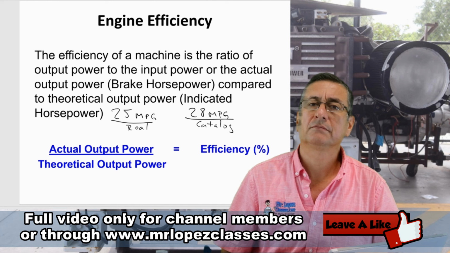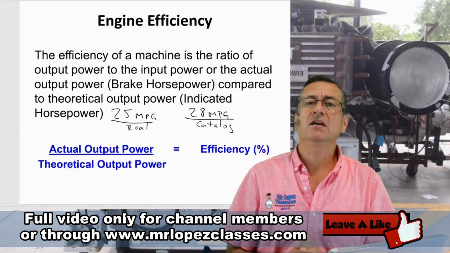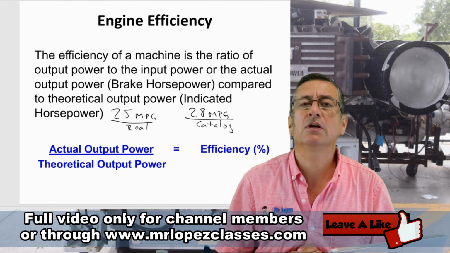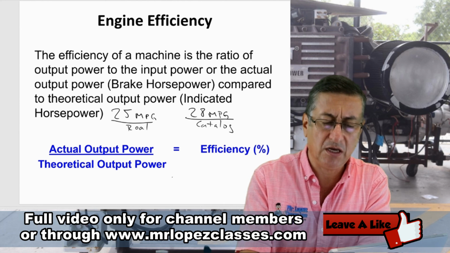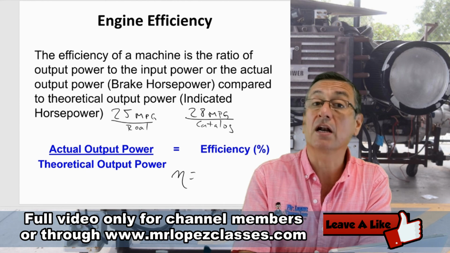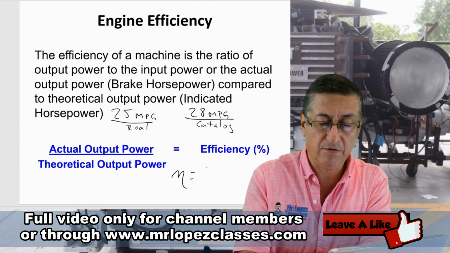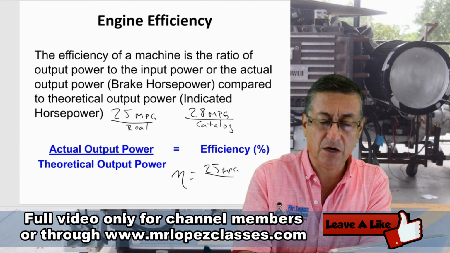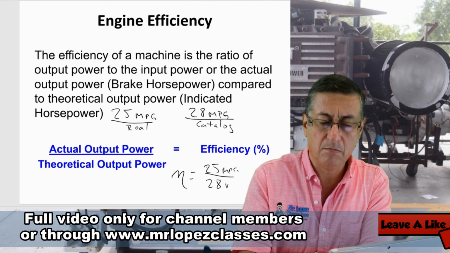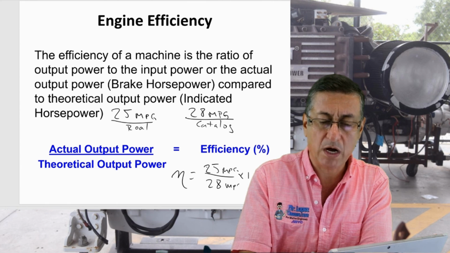It's less. How much is the efficiency in terms of fuel consumption in your car? Okay, the efficiency in my car is the real situation, 25 miles per gallon, divided by the theoretical, 28 miles per gallon, times 100. And this is the efficiency of my car.